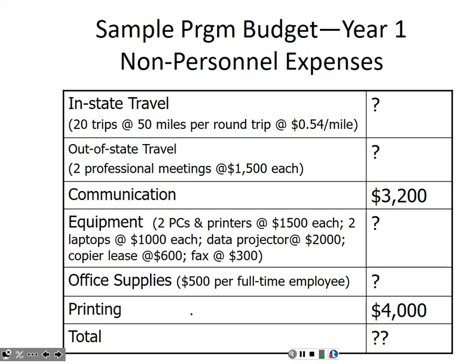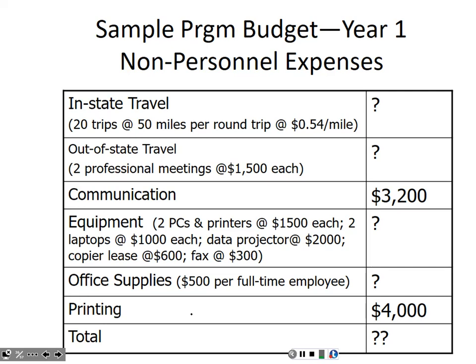Office supplies, that's pens, pencils, papers, toner, cartridge, folders, files, etc. And typically that's estimated at $500 per full-time employee. Okay, not everyone in the previous chart, just full-time employees. And then printing of survey questionnaires and health education materials and other program materials we're estimating at $4,000.